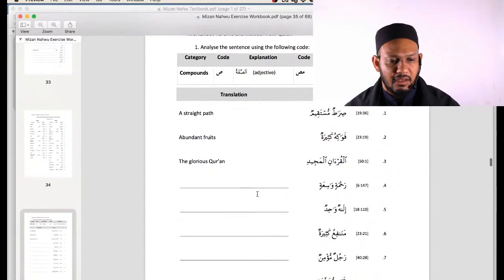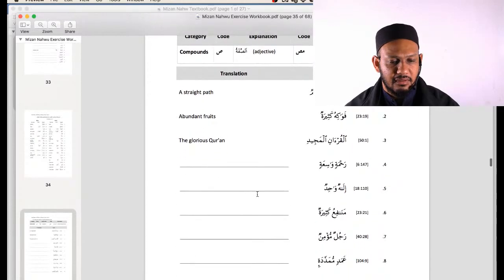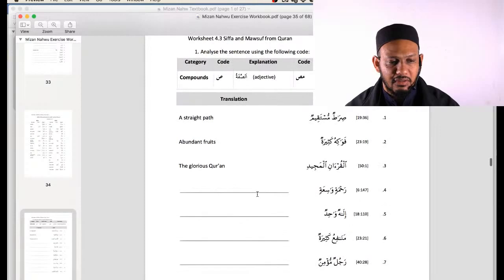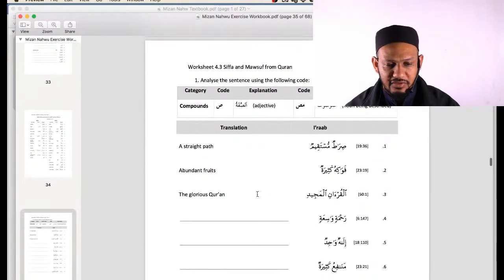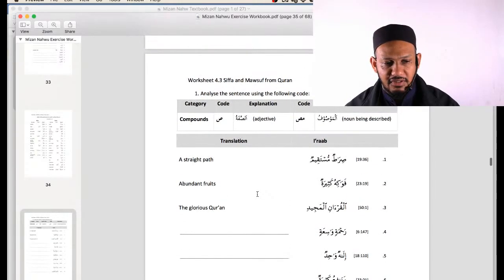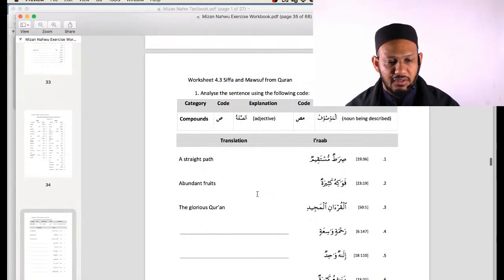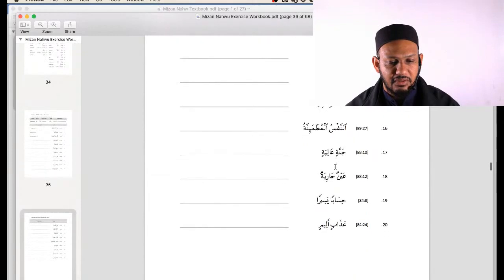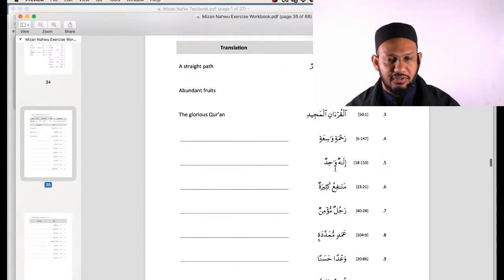Okay, actually just do the whole 4.3. All you must do is from the Quran. So 4.3 is Siffa and Mawsuf from the Quran. You're going to simply translate it and identify where the Siffa is, with a Sa'd above it, and where the Mawsuf is, with a Meem Sa'd above it, and you're going to translate number 1 to 20.